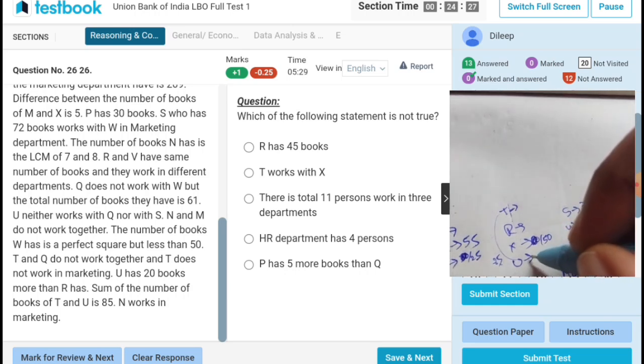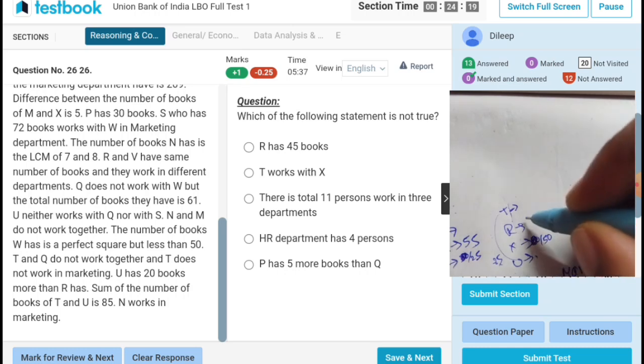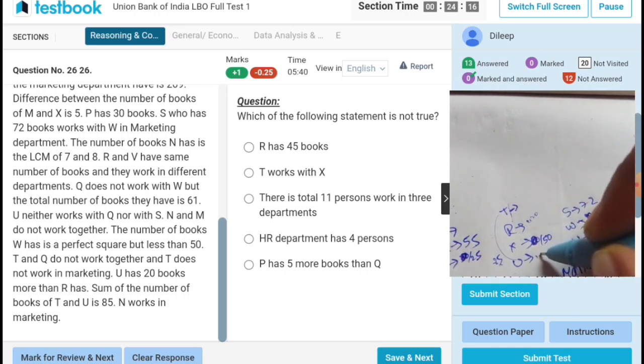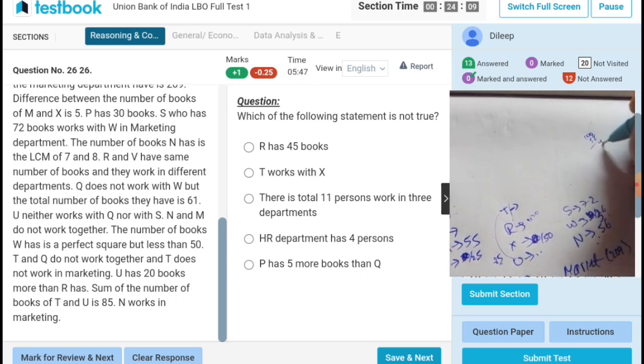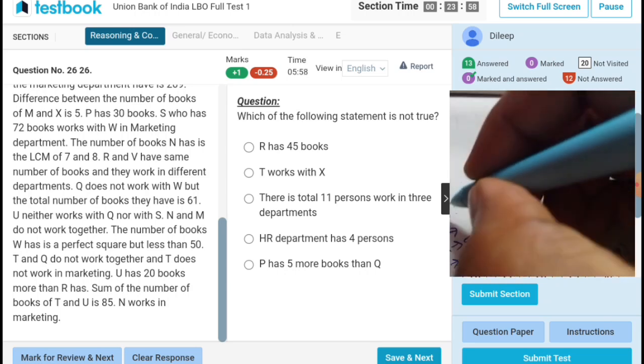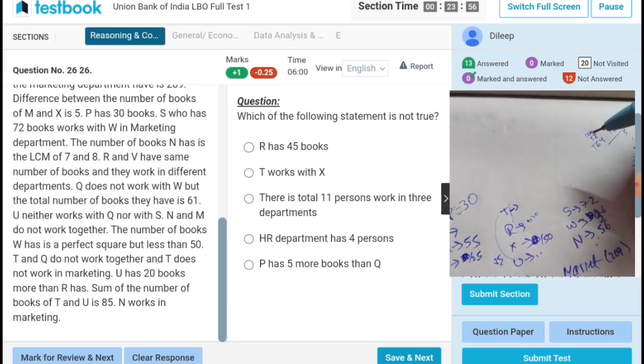T and U is 85. U is 20 more than R. So 209, 164. So 45. So I think P is 30. P is 45. R 45.